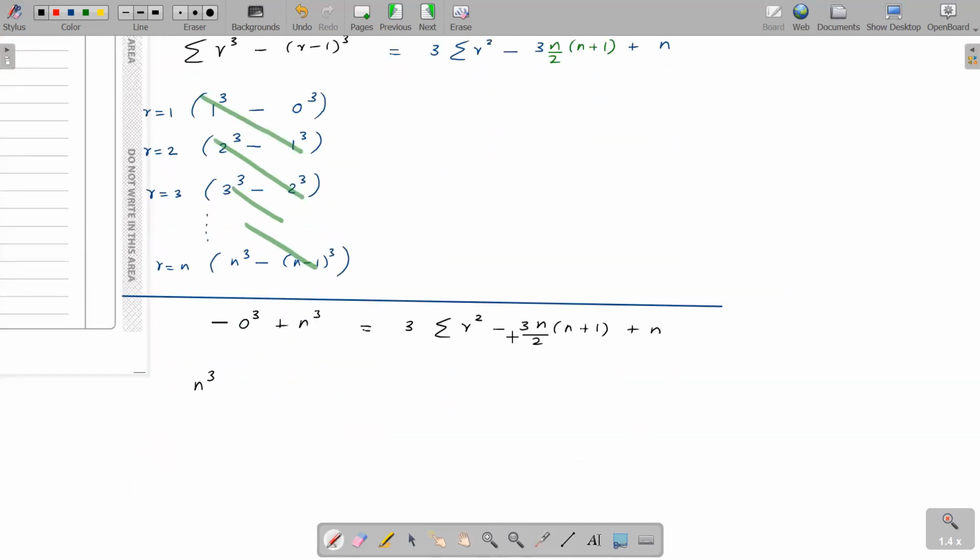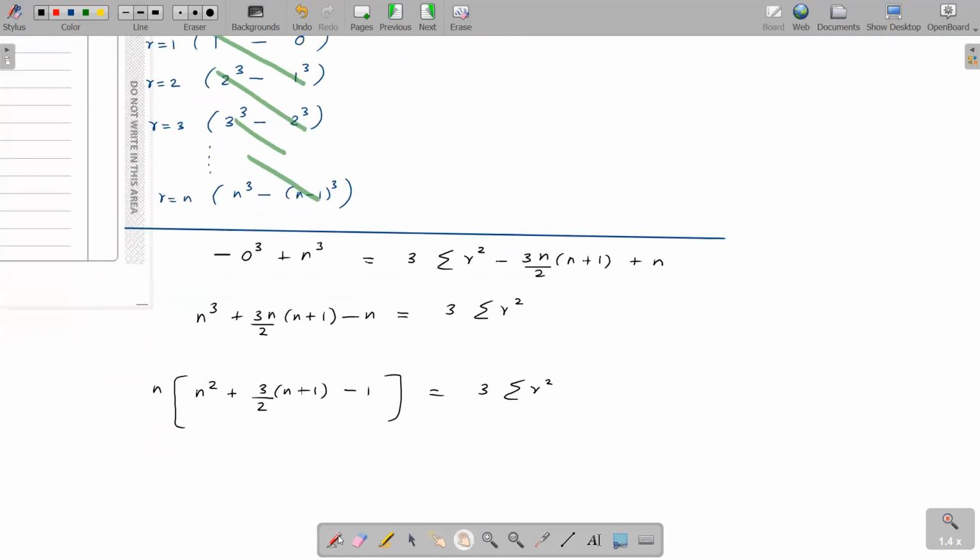So n cube, I'll bring the plus 3n over 2n plus 1 here. Plus n comes as minus n and you are remaining with 3 times summation r square. I took these two terms to the other side. The minus term became plus, the plus term became minus. What's the next thing to do? I think you can see definitely what is common to all the three terms. N is common. Shall we take n out? When we take n out, what's remaining? N square plus 3 over 2n plus 1 minus 1 equals 3 times summation of r square.